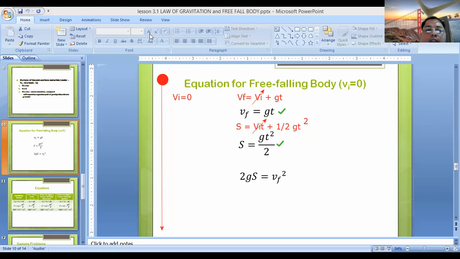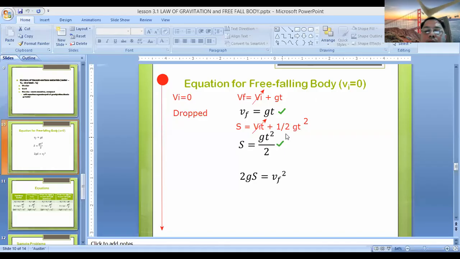Again, this is happening because we have an object that is simply dropped from a certain height. If it is dropped, then we believe the initial velocity there to be 0. Okay, I hope you follow that. Any question? None, sir. If v sub i happens to be 0, then this will be the ending equation of s, v sub f.